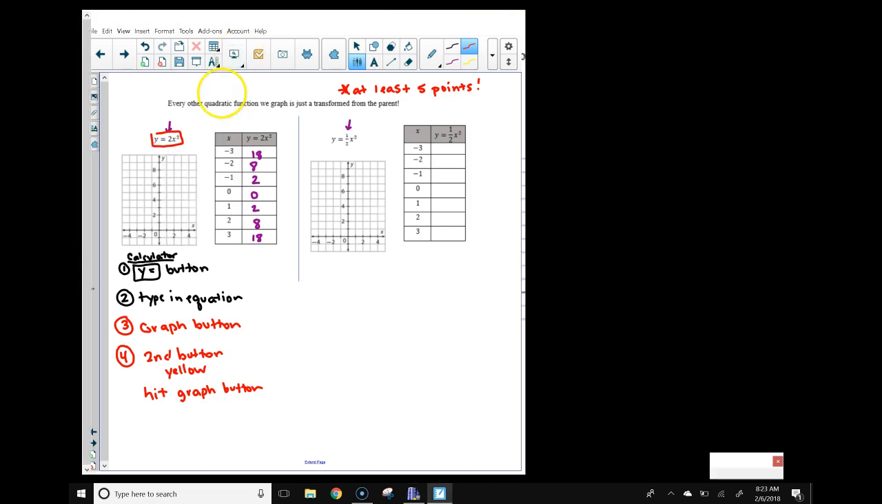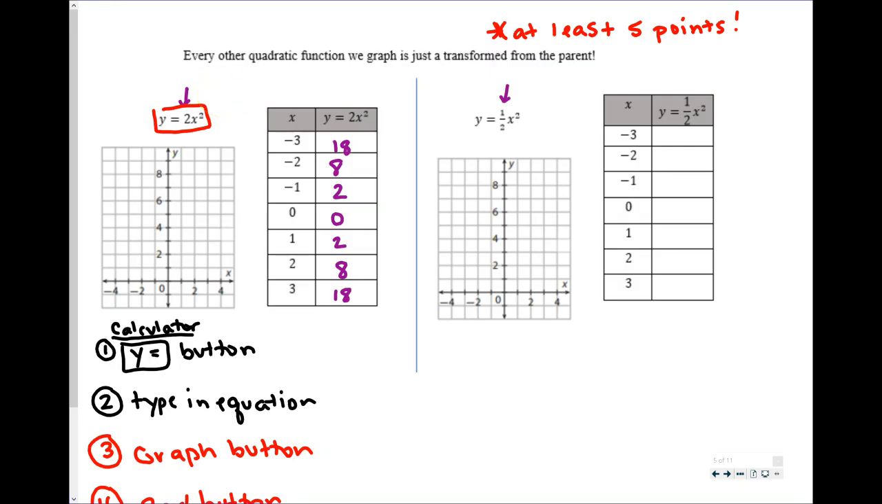All right, so let's go back to our graph and let's plot some of these points. I've got 0, 0 right there, so I'm going to plot that here, 0, 0. Then I've got negative 1, 2 here, 1, 2 here, and then I've got 2, 8, and negative 2, 8. I'm not going to graph the 18 because it kind of goes off the grid, and then all I have to do is connect these points. Okay? Easy peasy.